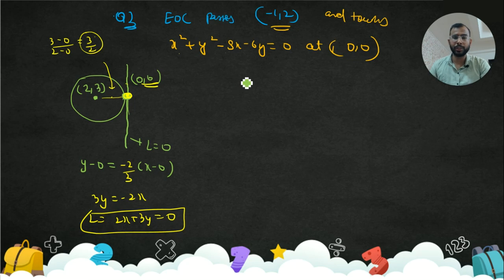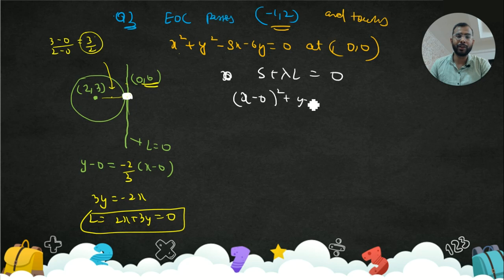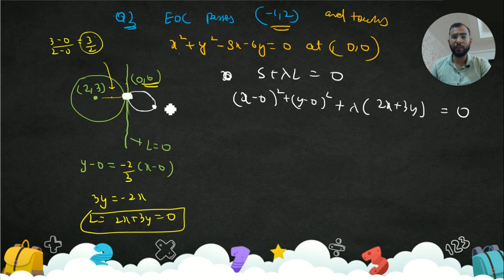हा. Yes. Okay guys. So our equation is s plus lambda L equal to 0. Point is our point x minus 0 square, y minus 0 square. Lambda times line is 2x plus 3y equal to 0. Is this the answer? No. This circle now, from this infinite circles are passing, one circle is passing through -1, 2.